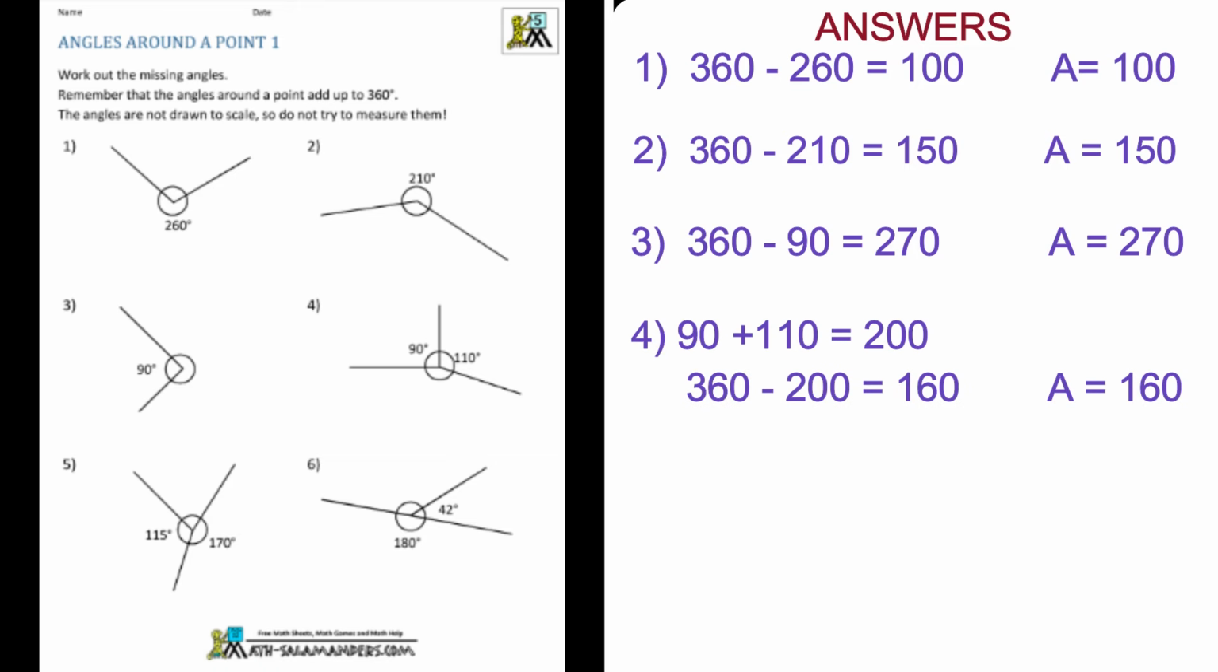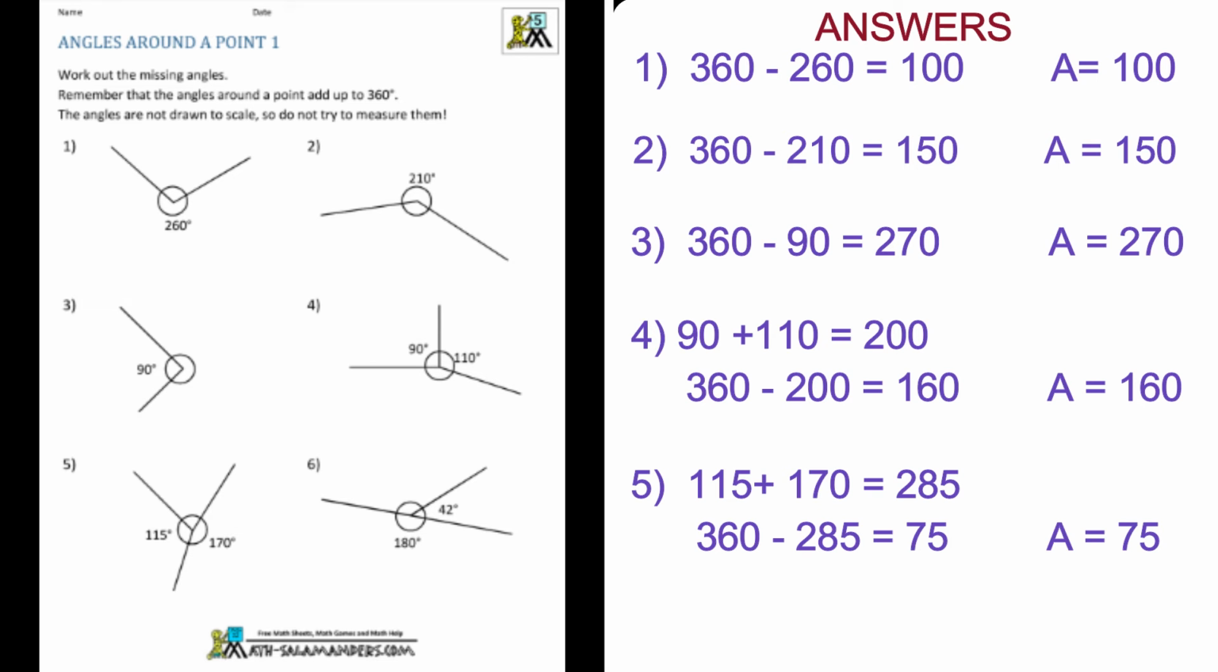For number 4, you would have needed to do 2 steps. First, you need to add up the 2 angles. 90 plus 110 equals 200. So then you need to take 200 degrees away from 360 degrees. And that would leave you with 160 degrees. So the missing angle is 160 degrees. Number 5 was also a 2-step process. First, you had to add up 115 plus 170, and that would have given you 285. Then you subtract 285 from 360, and that leaves you with 75 degrees. So that missing angle is 75 degrees.